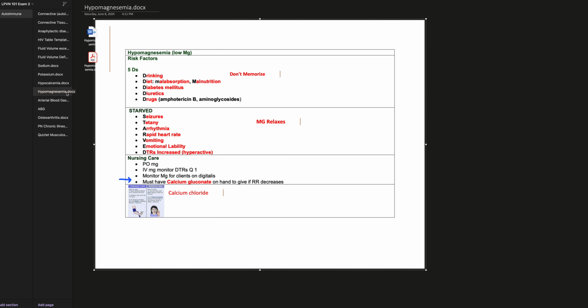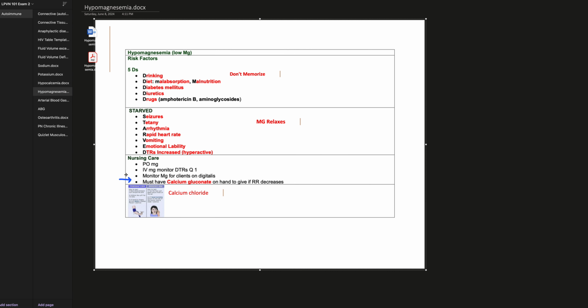And then magnesium is very similar to calcium, okay? So if I have low magnesium, right, don't memorize the causes or the risk factors. If I have low magnesium, I'm going to have seizures, tetany, arrhythmias, rapid heart rate, vomiting, DTRs. So that's deep tendon reflexes. They're going to be increased, hyperactive, okay? And they also have positive Chvostek's and Trousseau's signs. So we often say magnesium and calcium are BFFs because they both sedate and relax muscles, okay?